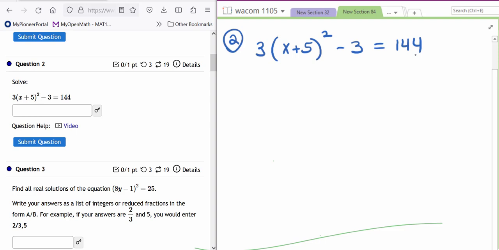Right, so this is one of those where the parentheses could be like a y squared. It doesn't have a plain y term there. So take off your 3, you need to isolate that first. So add a 3, and we get 3 times the x plus 5 squared equals 147. Divide out the 3.